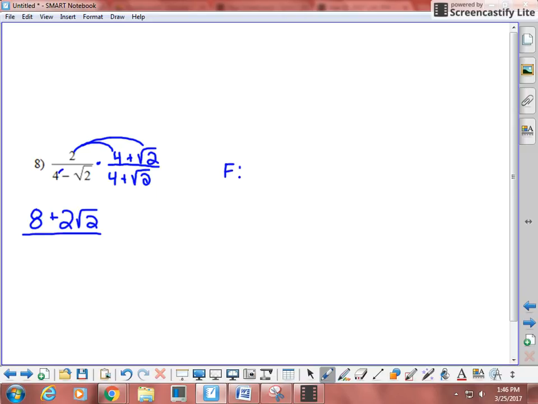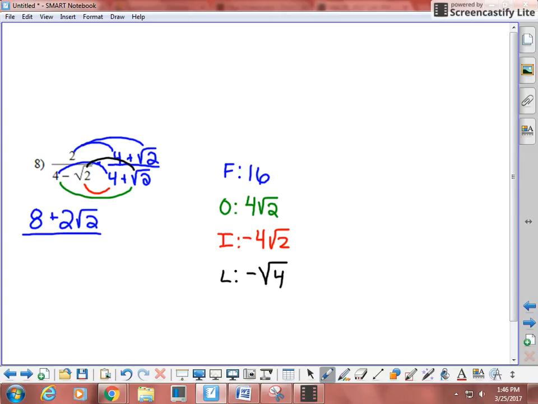So my first is 4 times 4, which is 16. Then I go to my outer. So it's 4 times the square root of 2, which is 4 root 2. My inner is negative root 2 times positive 4, so negative 4 root 2. And then my last, which is a negative square root of 4.